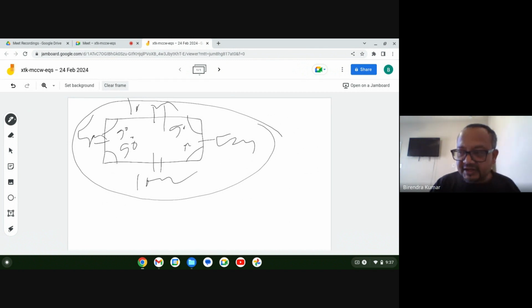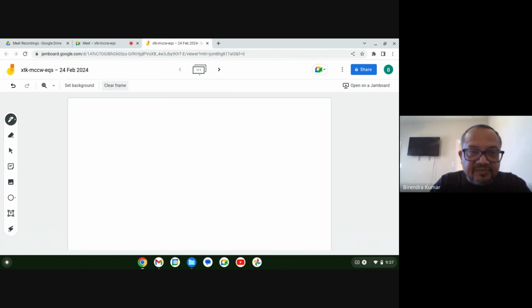Now, the second shape that we talked about was the square. All the sides are of the same length and all the angles are 90 degrees.